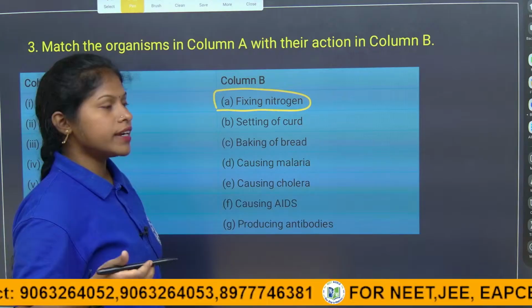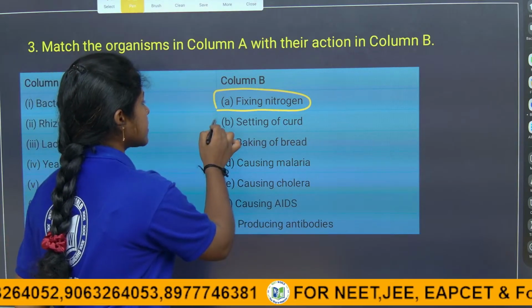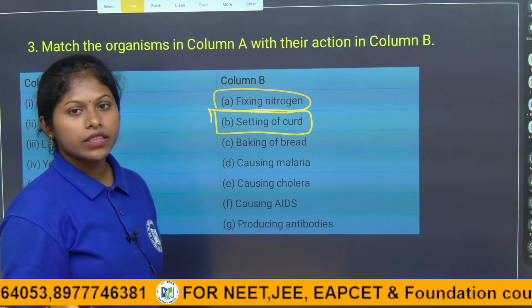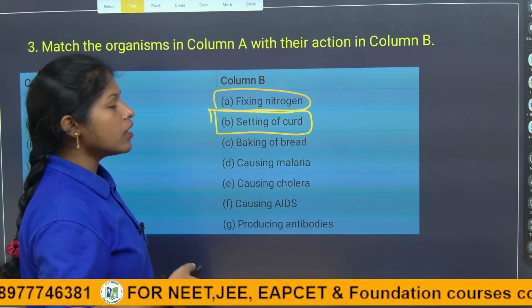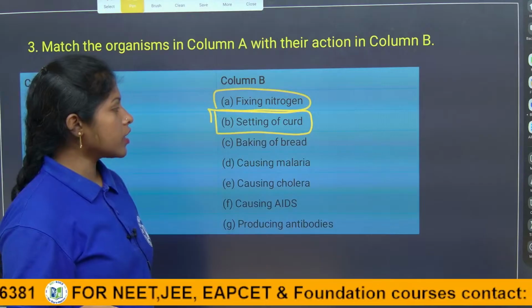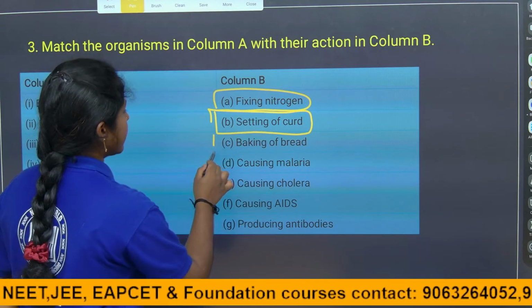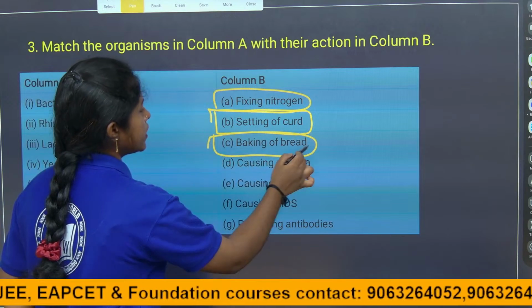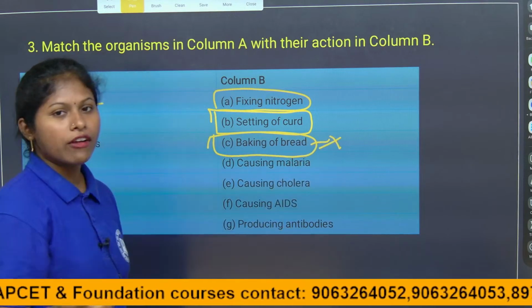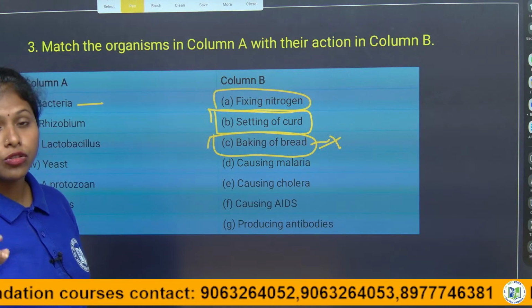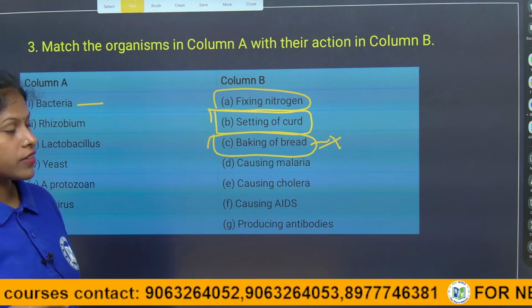Which bacteria? It is rhizobium. And they are asking about the setting of curd. Of course, the setting of curd, the curdling of the curd, occurs with the help of lactobacillus bacteria. And baking of bread involves fungi. So it is by elimination; first we have to eliminate answers to find the correct answer for it.